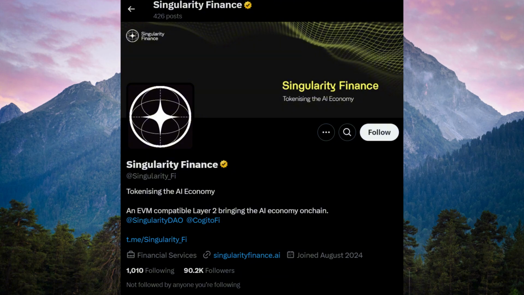Step 5. Staying updated on SFI token developments. Cryptocurrency markets are volatile, and projects often release important updates that could affect your investment. To stay informed, follow Singularity Finance's official social media accounts. Join their Telegram or Discord groups. Regularly check MEXC's announcements about SFI trading and withdrawals.